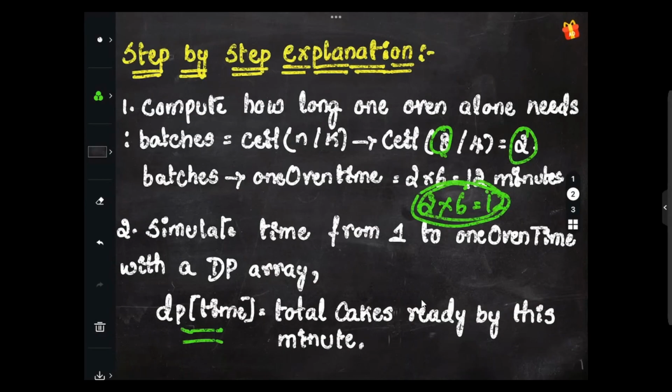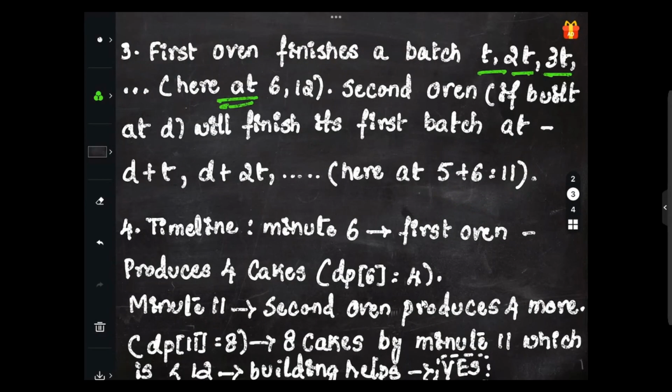How did we get 12 minutes here, right? So here we got 6 and 12 basically, and the second oven, if built at D, will finish its first batch at D plus T, D plus 2T, D plus 3T, and so on, right? Here it will be 5 plus 6, which is equivalent to 11. Just remember this one, right? So this is fine. Finally, let's move on with the timeline.